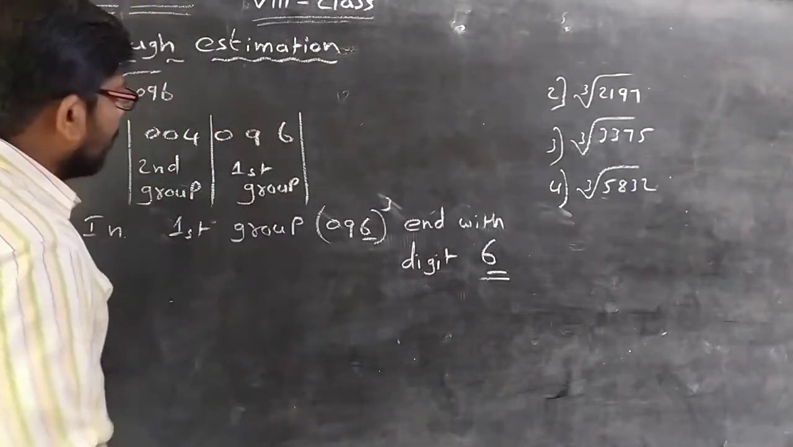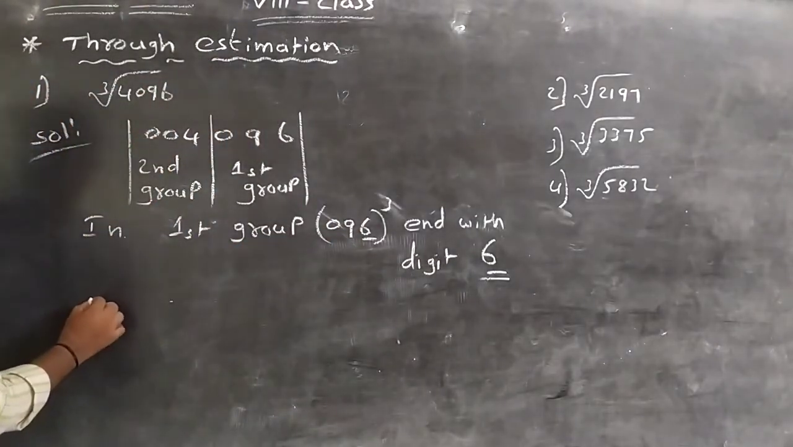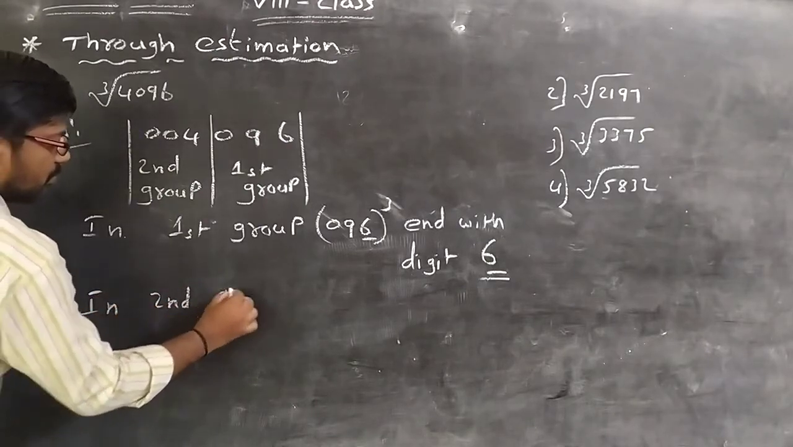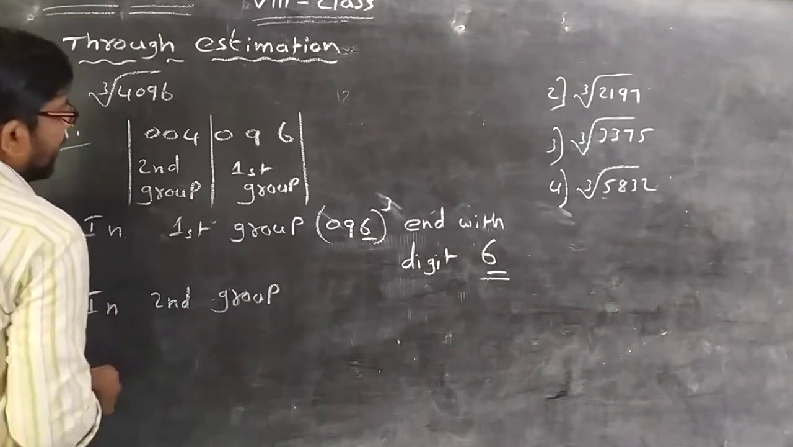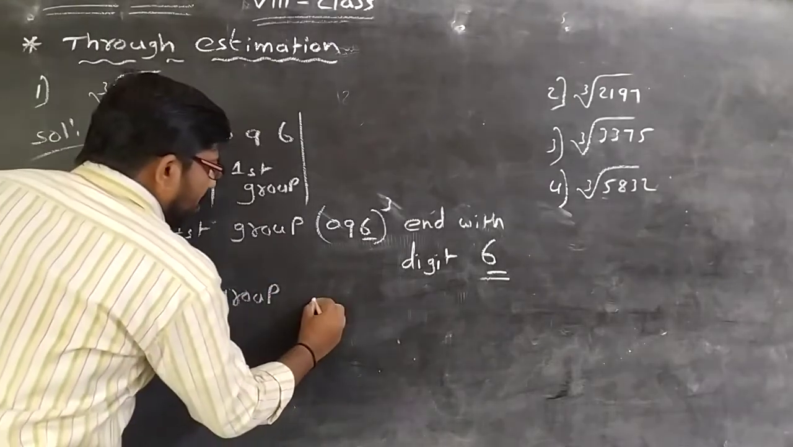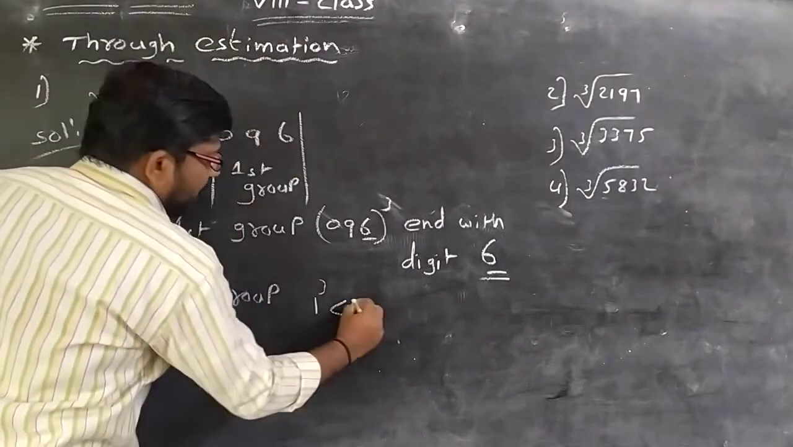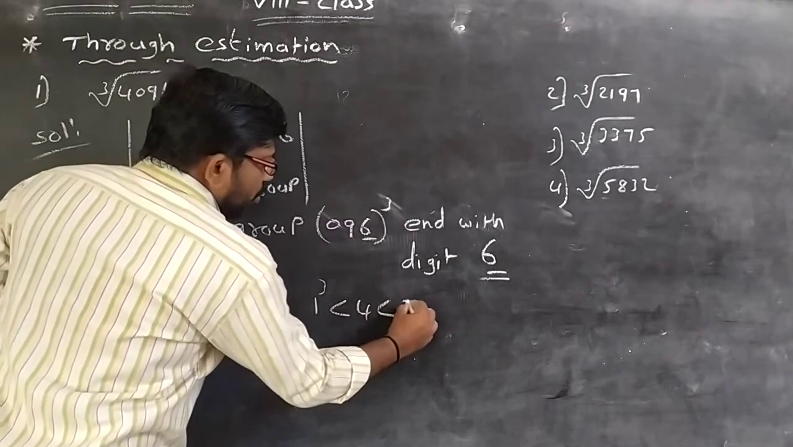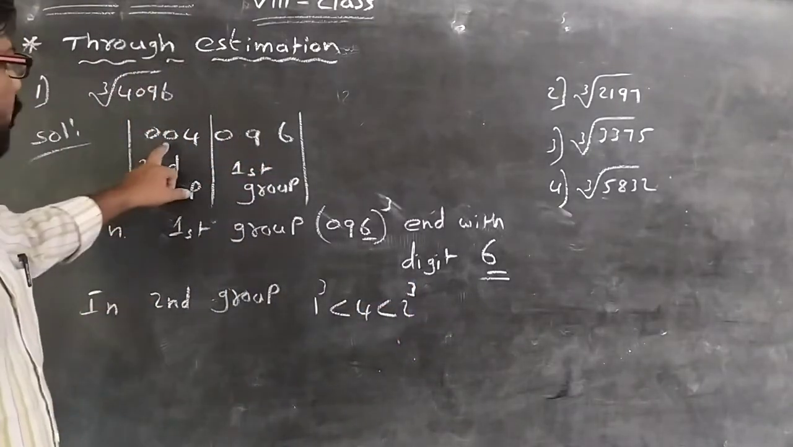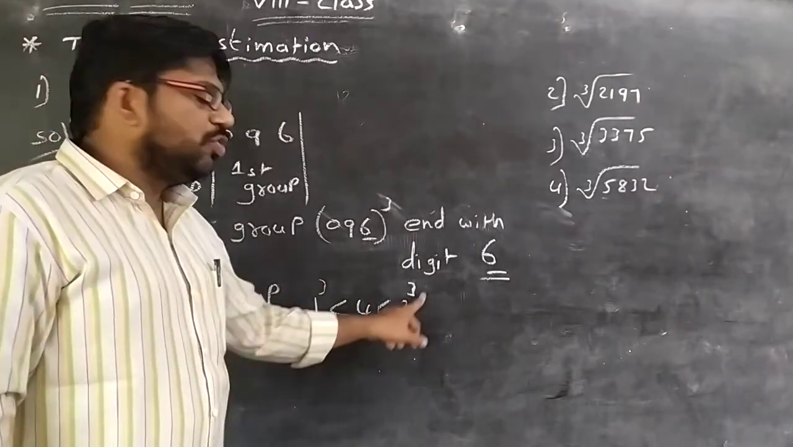Next, the first group is completed. Now, in the second group, 004 means 4. The number 4 lies between 1 cube and 2 cube. See, 4 lies between them, so here the number is 4.